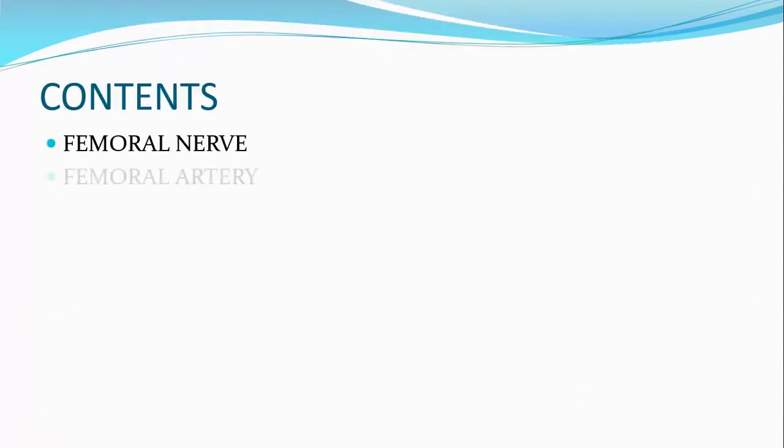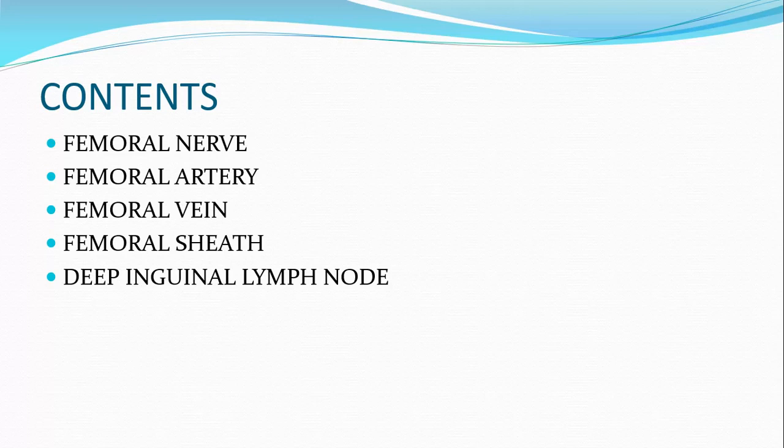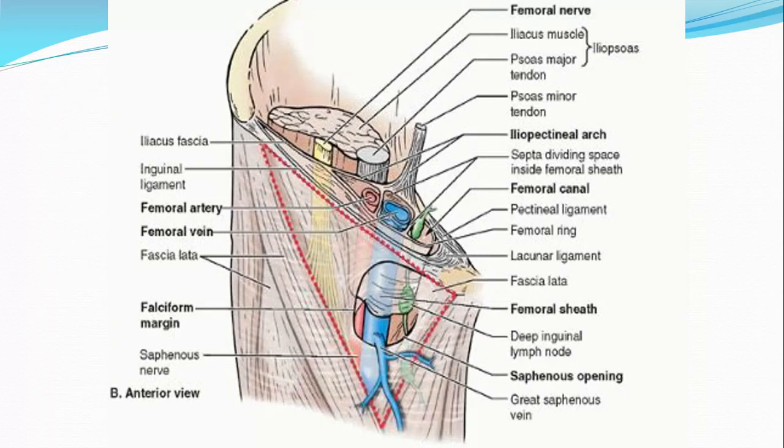Now the contents we have seen: femoral nerve, artery, vein, femoral sheath, and the deep inguinal lymph nodes. The superficial inguinal lymph nodes, we have already seen, are located superficial to the deep fascia, but the deep inguinal lymph nodes will be deep in the femoral triangle. So here we are seeing the contents of the femoral triangle.